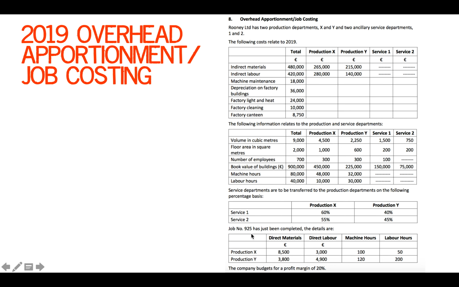Job number 925 has just been completed. The details are direct materials, direct labour, machine hours, labour hours. Production X, €8,500 direct materials, and 3,000 direct labour. Production Y, 3,800 direct materials, 4,900 direct labour. Then machine hours, production X 100, and production Y 120. Labour hours in production X is 50, and in production Y is 200. The company budgets for a profit margin of 20%.